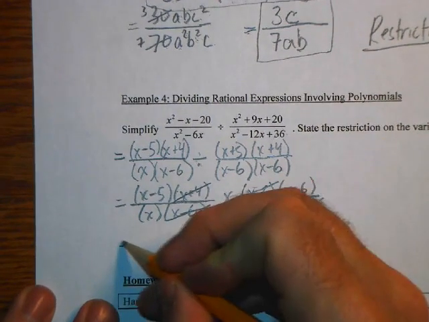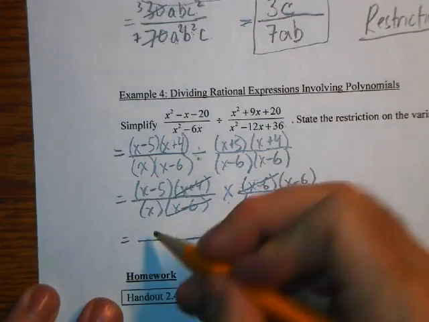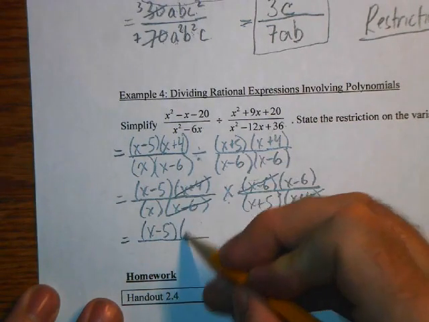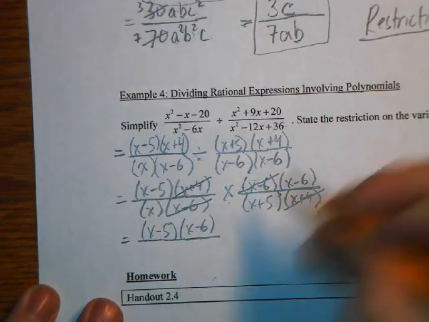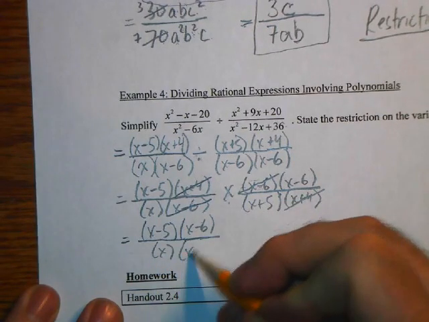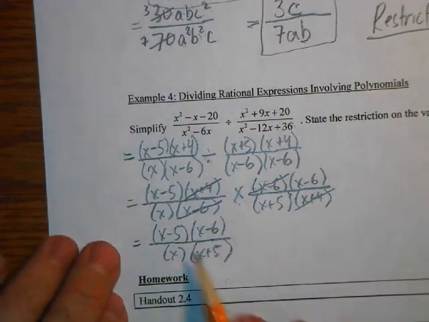So now I'm just going to write my combined rational expression with what's left over. I have an x minus 5 from there. I have an x minus 6 from the second part. And on the bottom, I've got x times x plus 5. Okay. Now, a lot of teachers are pretty okay with leaving it like that.